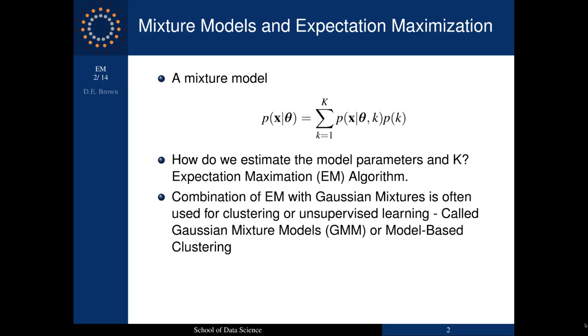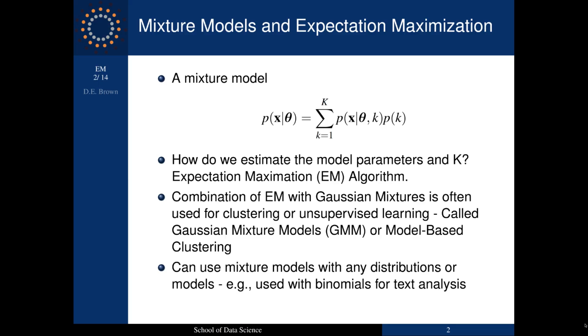The combination of the EM algorithm with Gaussian mixtures, where these mixing density functions are Gaussians, is often used for clustering and more generally for unsupervised learning. The Gaussian version of this is called Gaussian mixture models. It's also called model-based clustering. So you'll hear both terms used to describe this notion of combining Gaussians in order to separate data and do unsupervised learning.